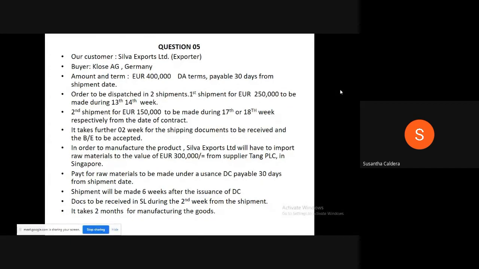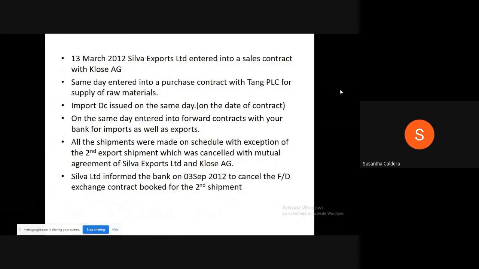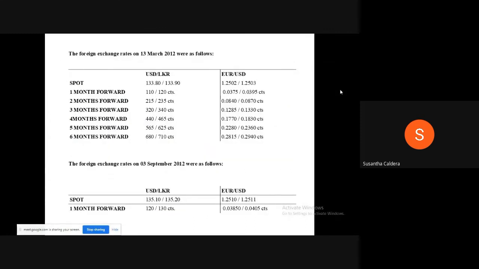Okay. It takes 2 months for manufacturing the goods. Right. Then they can do the calculation. The rates are there. How does it come here? Dollar premium or discount? Dollar premium. All premium. Euro US dollars.